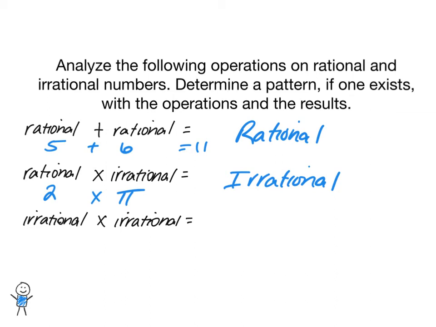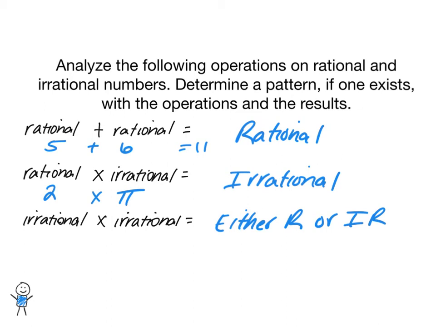Now the last one, in my mind, is very, very tricky. It says an irrational times an irrational. Well, this one can actually be either one of the above. It can be either rational or irrational. It just depends on the scenario.